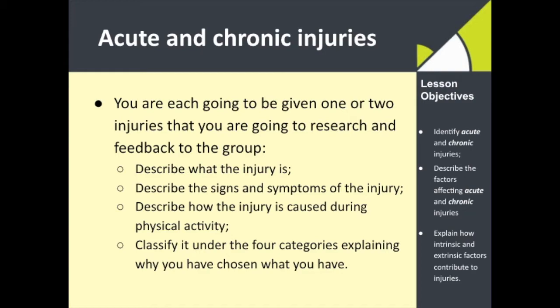So, what are we talking about now? Describe the signs and the symptoms of the injury. Now a sign of the injury is what you see. So if a patient or a player has fractured their tibia, a sign might be a sort of deformity in the lower limb, so that it might not be sitting straight.